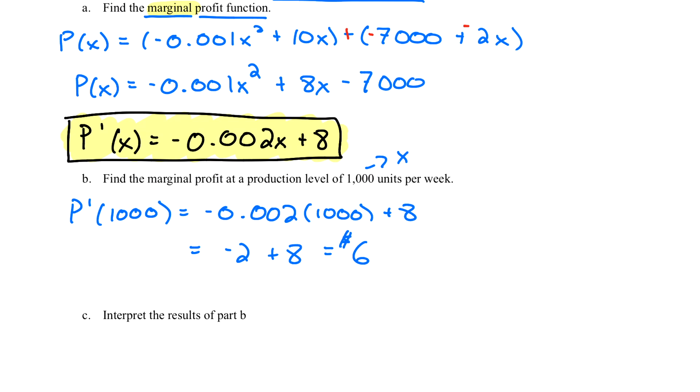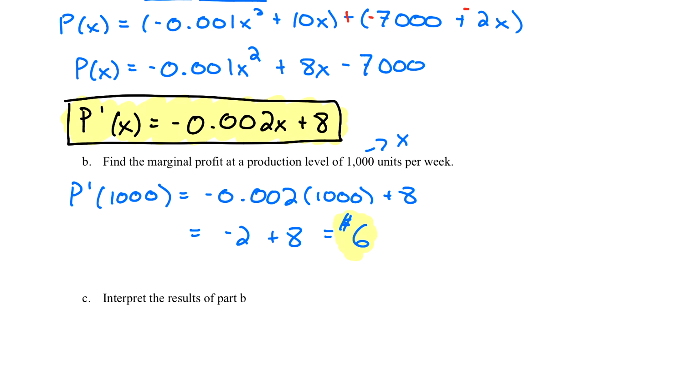It's $6, which by itself I don't think really means anything. Most people would say, okay, I don't really know what marginal profit is telling me. And that's what I want to talk about in the next part is, okay, we've got this $6 as our marginal profit. What does that mean? So I'm going to interpret those results.